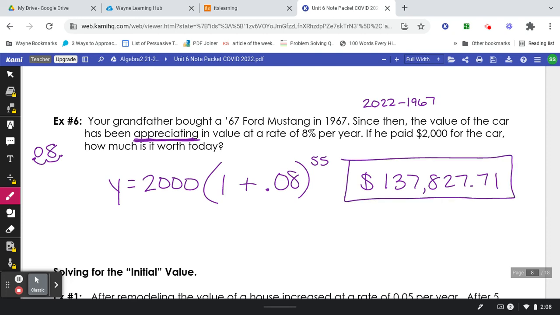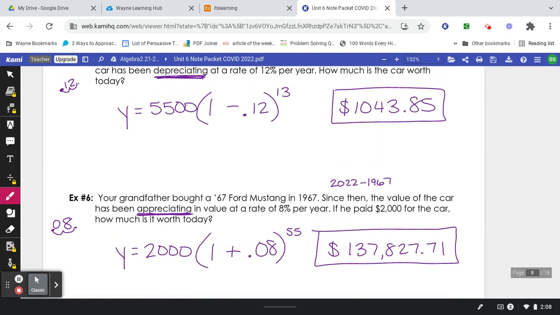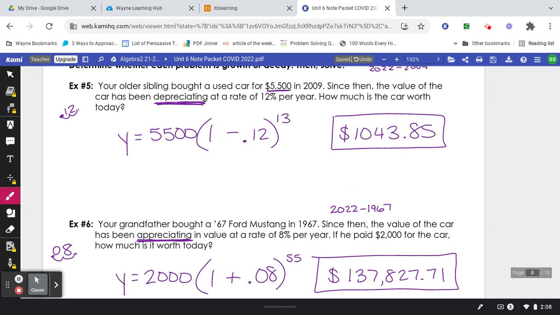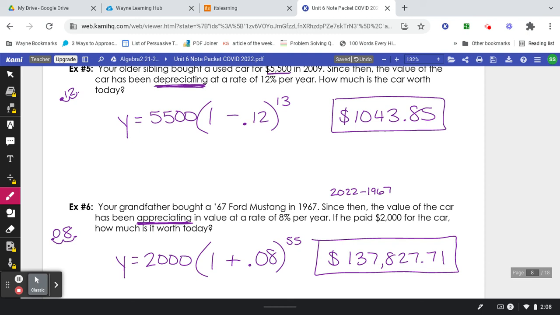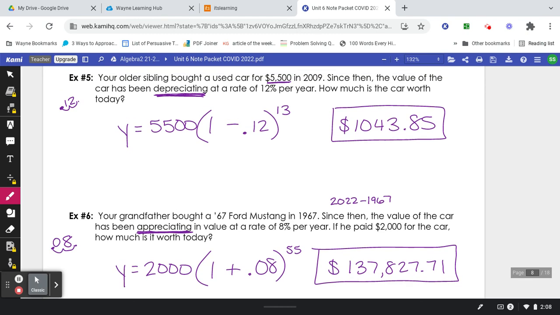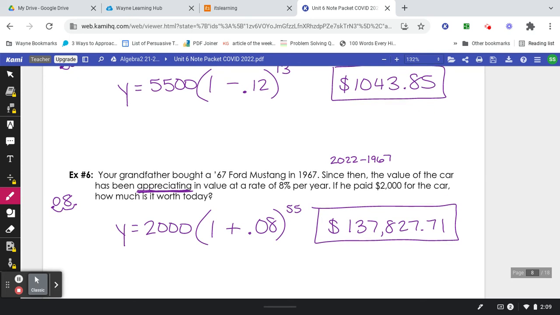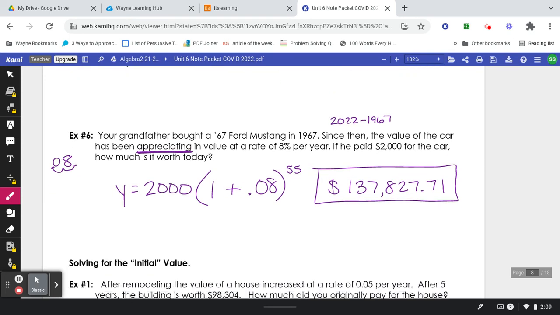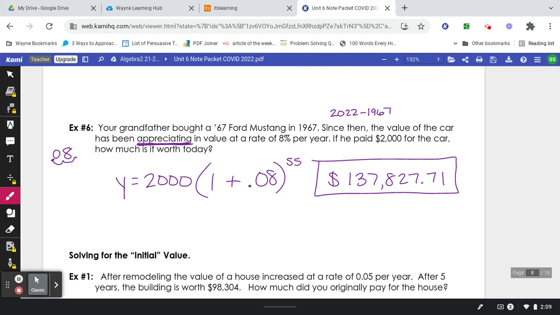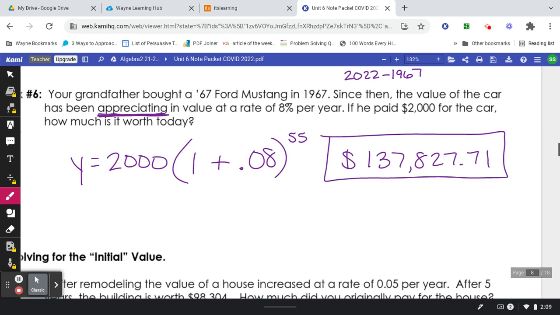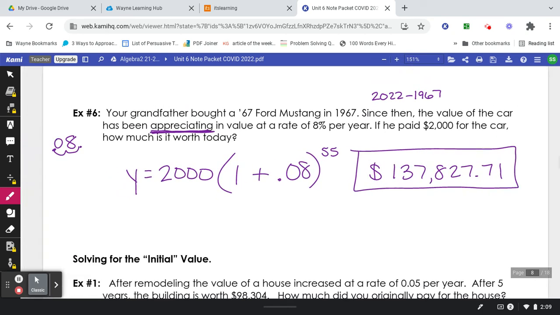So it's interesting on these two problems. On example number 5, the value of the car is actually going down. And then the value of the car on problem number 6 is actually going up. Any reason why that would be? Why is this 67 Mustang getting more expensive, but this 2009 car getting less expensive? Hopefully you're thinking that the 67 Ford Mustang is more of a collectible item, an antique. Because those are so rare, the value of those cars would be going up.